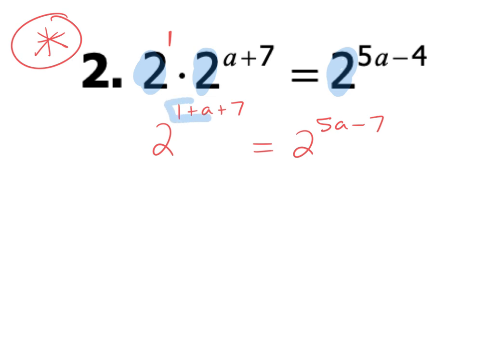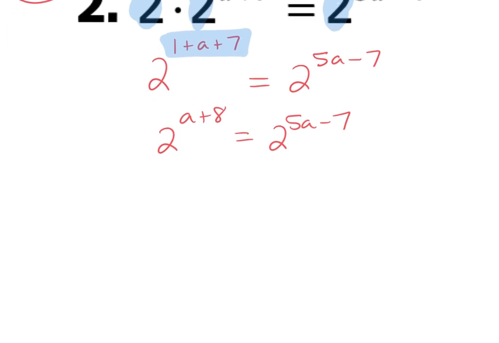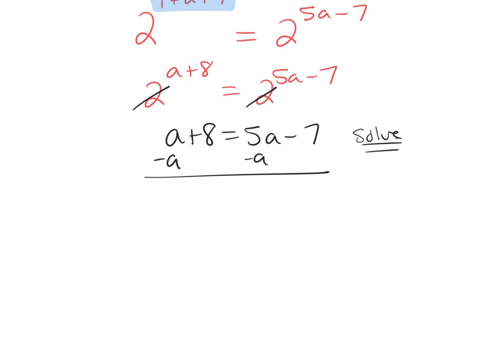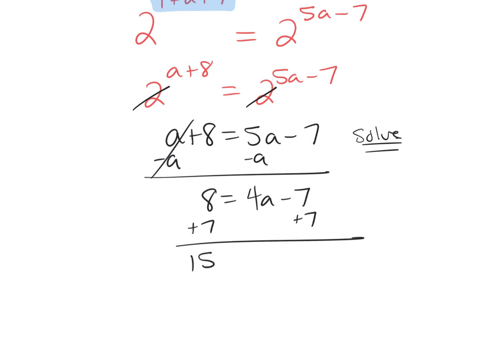Can't you add the 1 and the 7? So it's a plus 8. So you get your bases together. Now that you have 1 base on the left, 1 base on the right, they're the same bases. We drop those bases and you set your exponents equal to each other, and now you're going to solve. So I'm going to move the a over. I've got 8 equals 4a minus 7. Add 7.